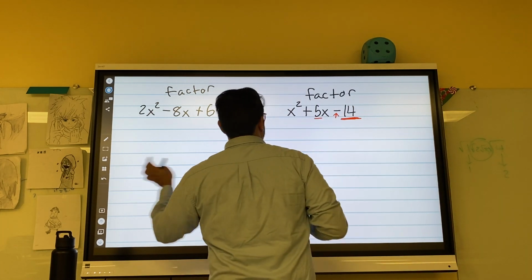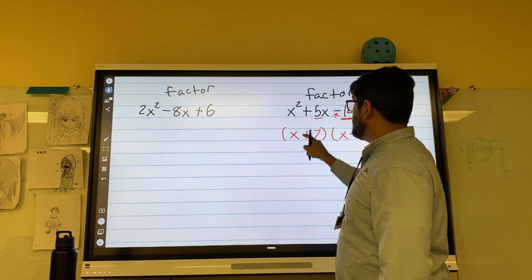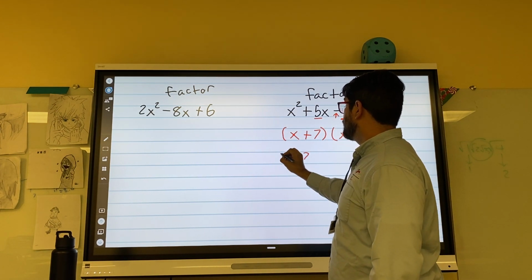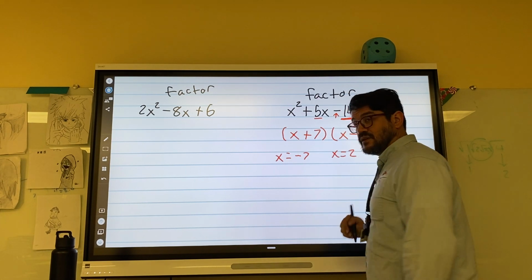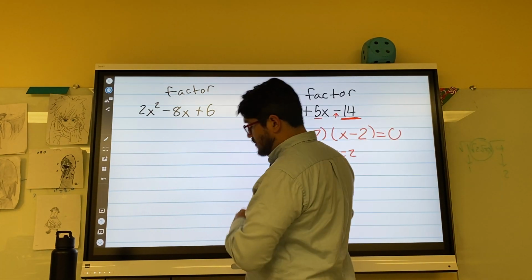If I asked you to solve for 0, the solutions would be, if I put negative 7 in this formula, it'll make 0. Also, if x equals 2, it'll equal 0. I factored and solved. All right, let's factor and solve this one.